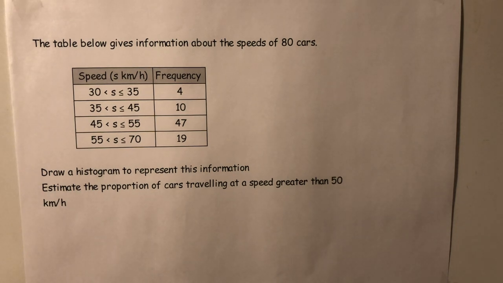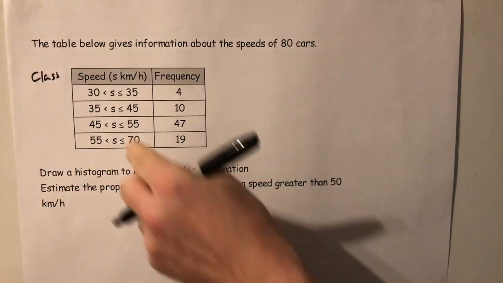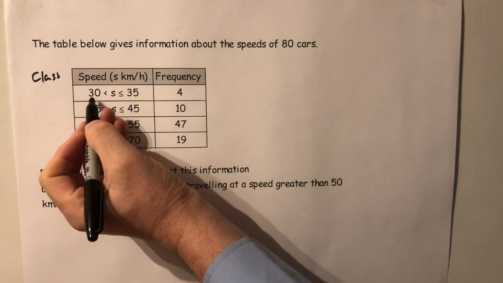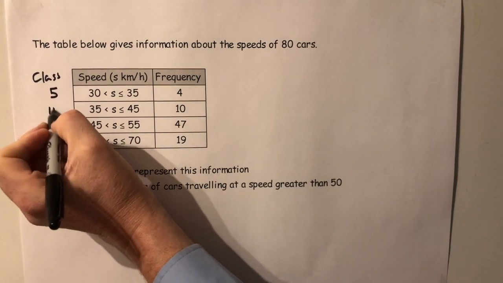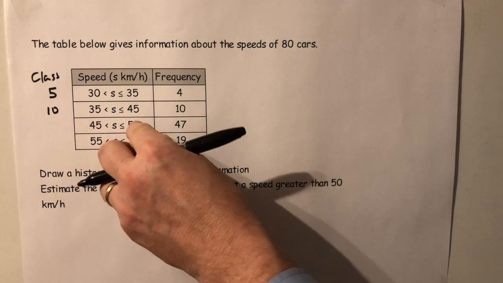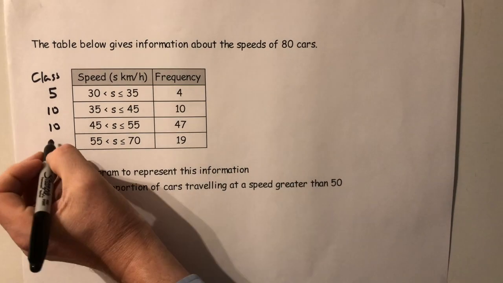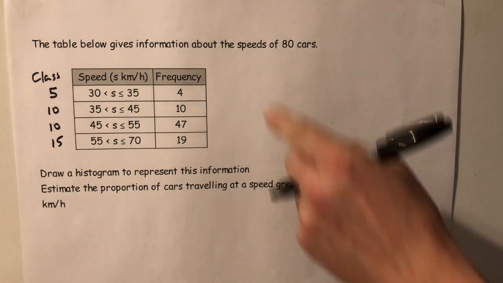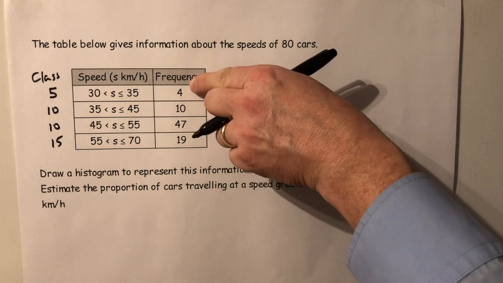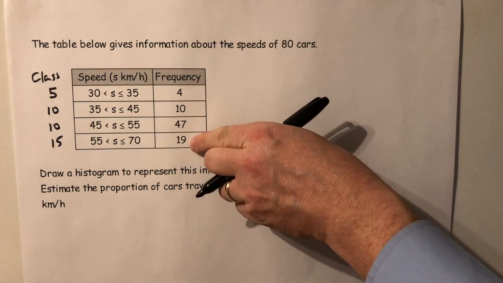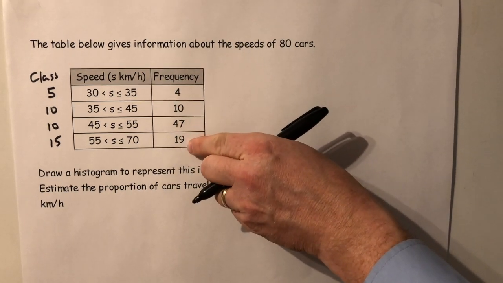In order to draw the histogram here, first of all, we need to work out what the class width is for each of these 4 bars. From 30 to 35 is 5 width, from 35 to 45 is 10 width, from 45 to 55 is 10 width, and from 55 to 70 is a 15 width. That is because we have to adjust the heights, which we've got as 4, 10, 47 and 19, because these should actually be the areas of the rectangles.